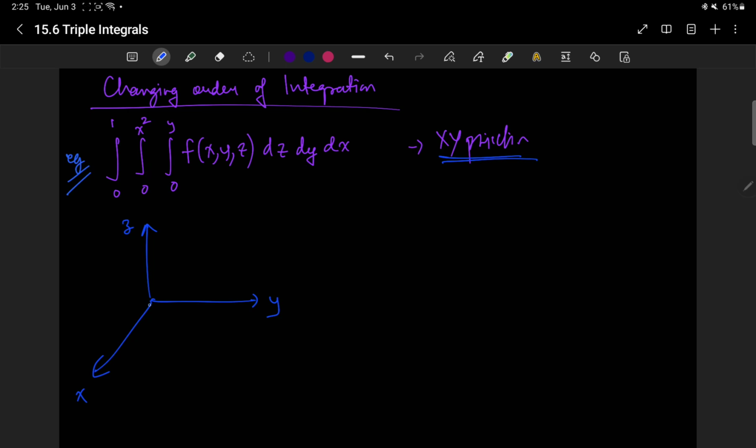Y goes from 0 to x squared, so we have a shape which looks something like this. So you have this, which is z equals y. You have x equals 1, and you have y equals x squared. So what are the three different projections, right? The three different projections you can do here are the following.